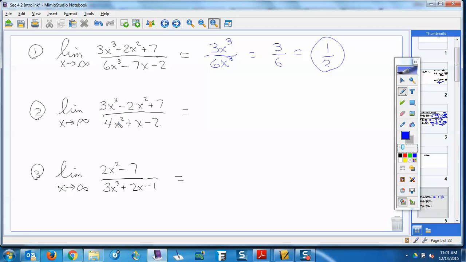Okay? Now what about this one? The only one that really matters on top is that, and on the bottom is that, right? Now that reduces to what? Now what happens as that, now remember you're doing x goes to infinity. And don't forget to add on a does not exist.